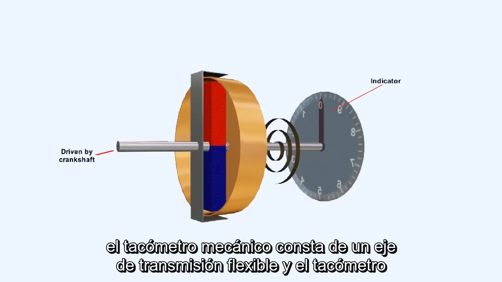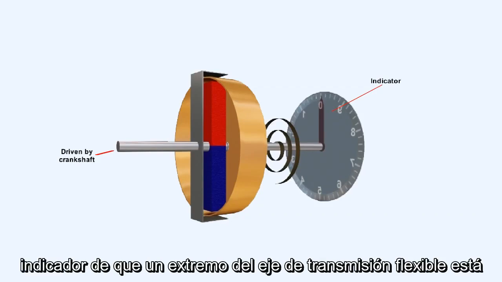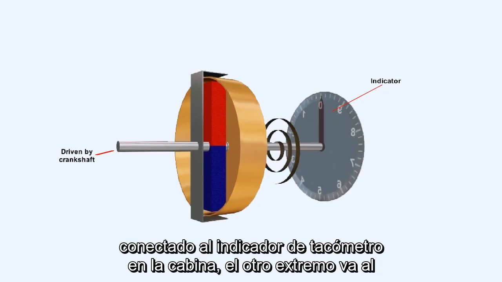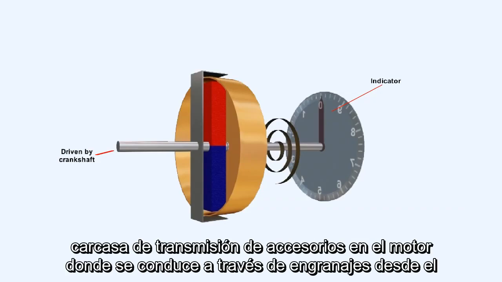The mechanical tachometer consists of a flexible drive shaft and the tacho indicator. One end of the flexible drive shaft is connected to the tacho indicator in the cockpit. The other end goes to the accessory drive casing on the engine, where it's driven through gears from the crankshaft.